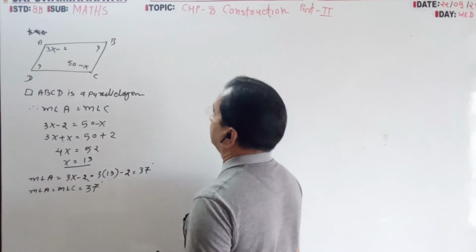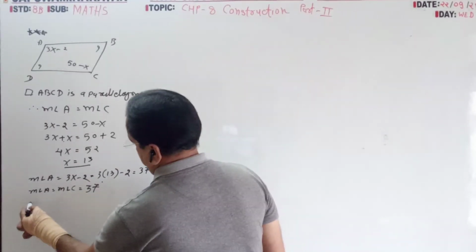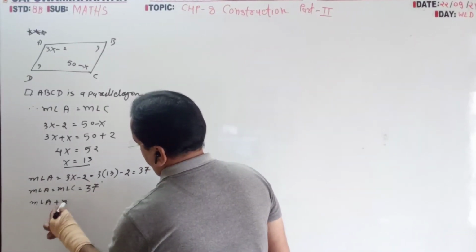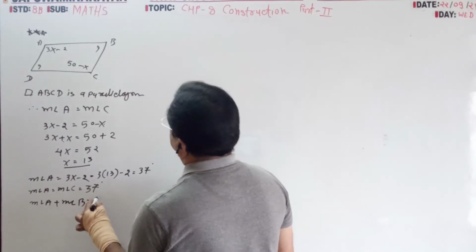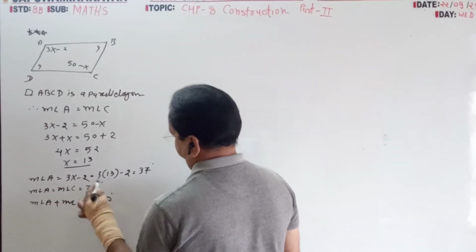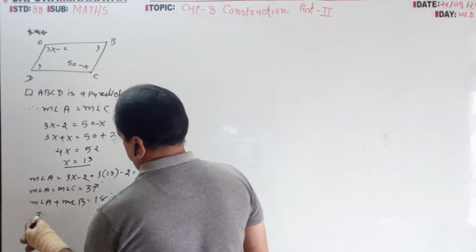You people are not understanding. Measure angle A plus measure angle B. Adjacent angles are supplementary, so 180. So A is given 37.